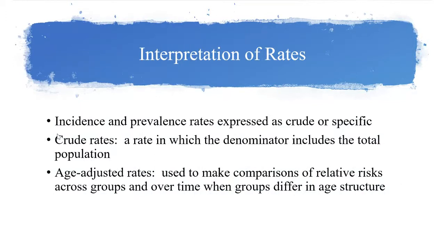So when we look at how to interpret these rates, incidence and prevalence rates are usually expressed as either crude or specific. A crude rate is a rate in which the denominator includes the total population. Age-adjusted rates are used to make comparisons across groups over time when groups differ in age structures. So maybe those in their 20s or those in their 60s. Generally, the older population is more at risk just because their immune system is not as effective. So you often see age-adjusted rates being used for the older population or the very young, where diseases are more dangerous for those groups.